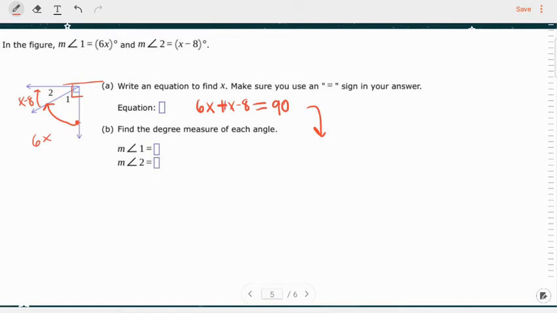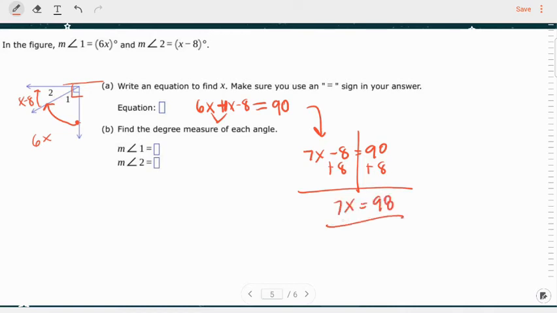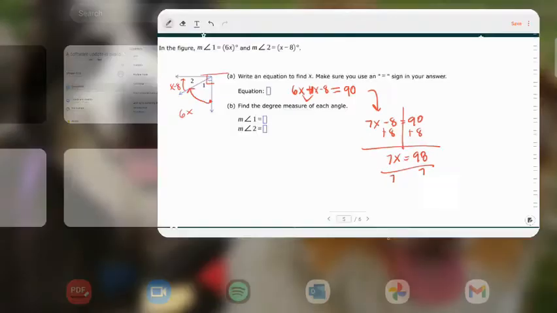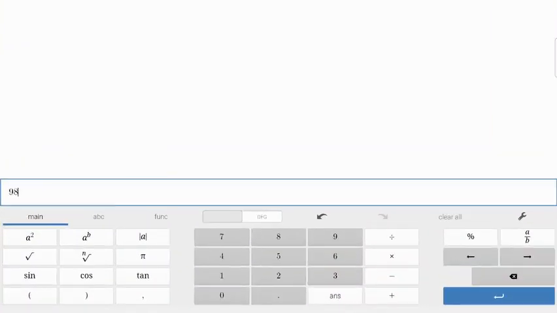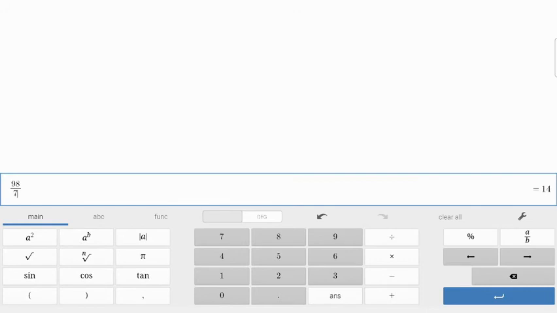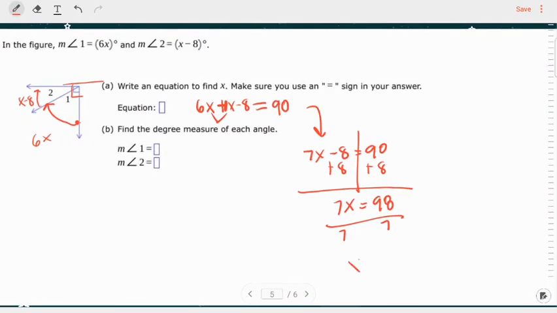Let's solve it. If I combine my like terms, 6 and 1 is 7x minus 8 equals 90. I draw my line down my equal sign. I get rid of whatever's further away from x. So I add 8 and I get 98 is equal to 7x. I'm going to divide both sides by 7. 98 divided by 7 is a grand total of 14. So x equals 14.